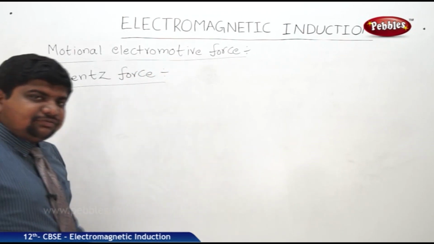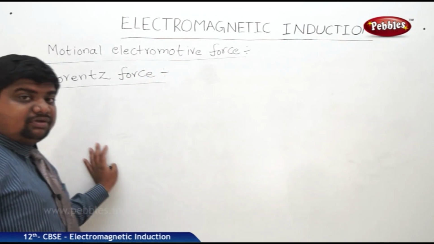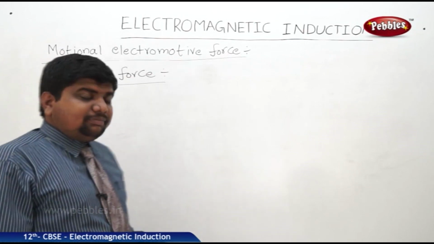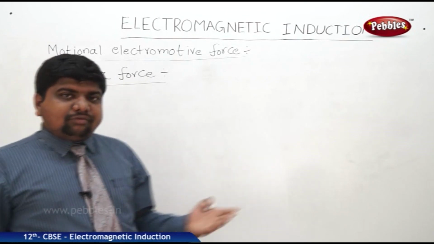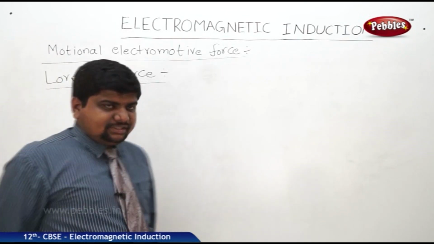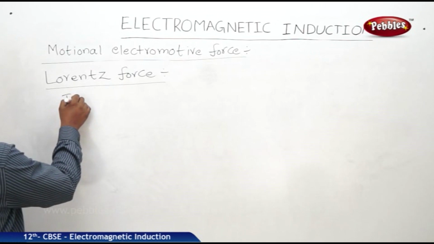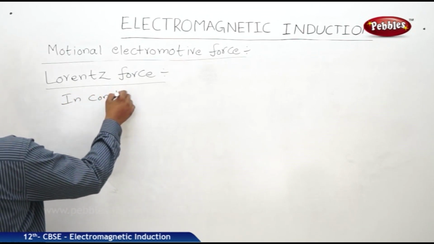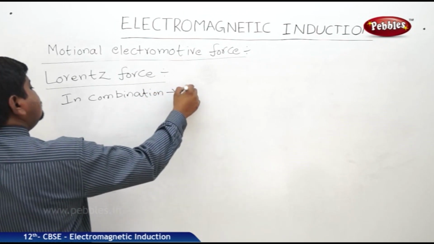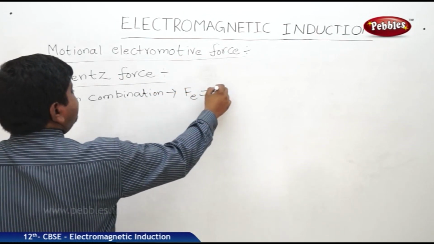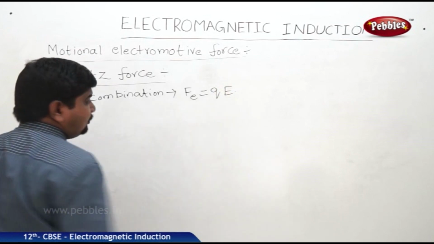Next one is Lorentz force. So, what is Lorentz force? Lorentz force is the minimum amount of force required to separate the electric and magnetic fields, or the minimum amount of force which is required to combine both the fields. So, in combination, Fe is equal to QE, electrostatic force.